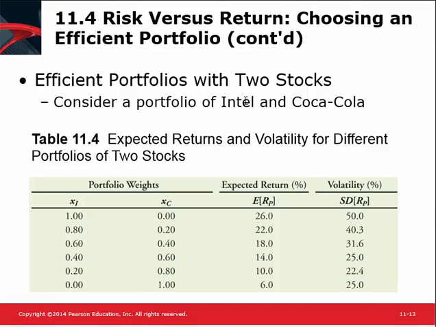So if we have two stocks, here we consider this portfolio is Intel and Coca-Cola. Here are some weights. Again, we're just going to invest in those two things.